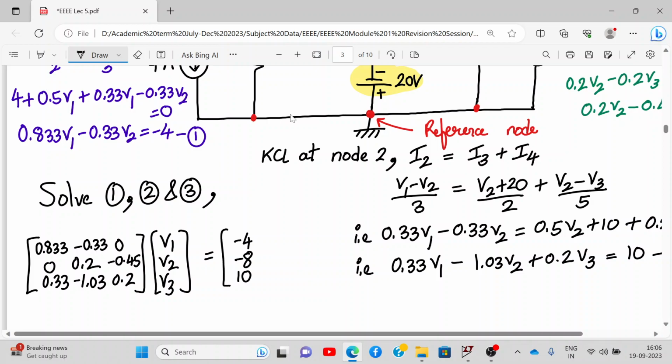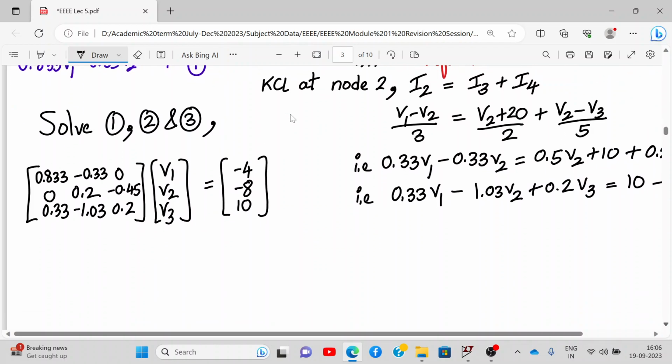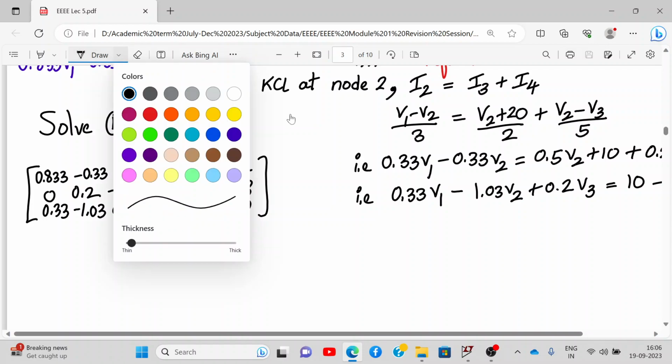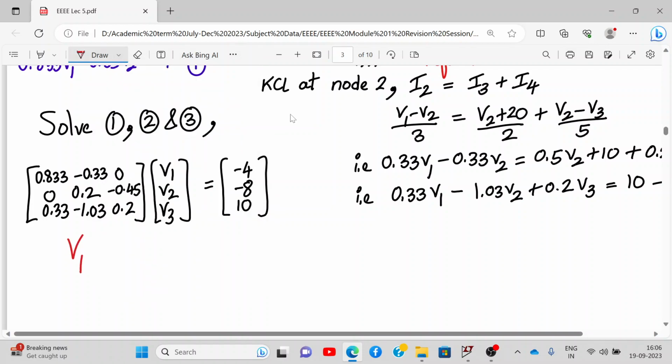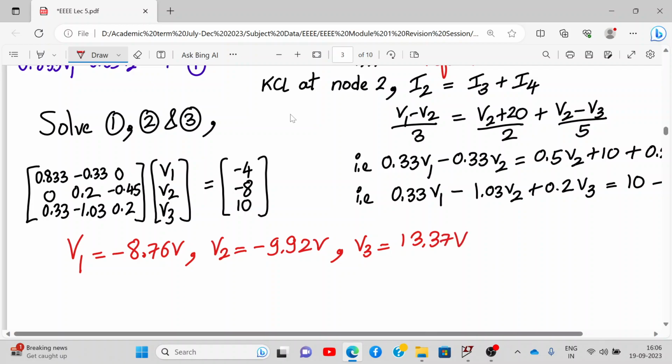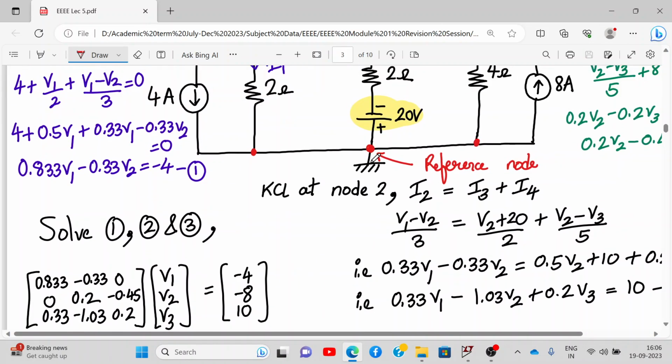Now we need to solve this in your calculators. Please solve this and check the answers. We are getting V1 as minus 8.76, V2 as minus 9.92, and V3 as 13.37. So those are the answers we are getting. We got all the node voltages. Now let's go to the question.